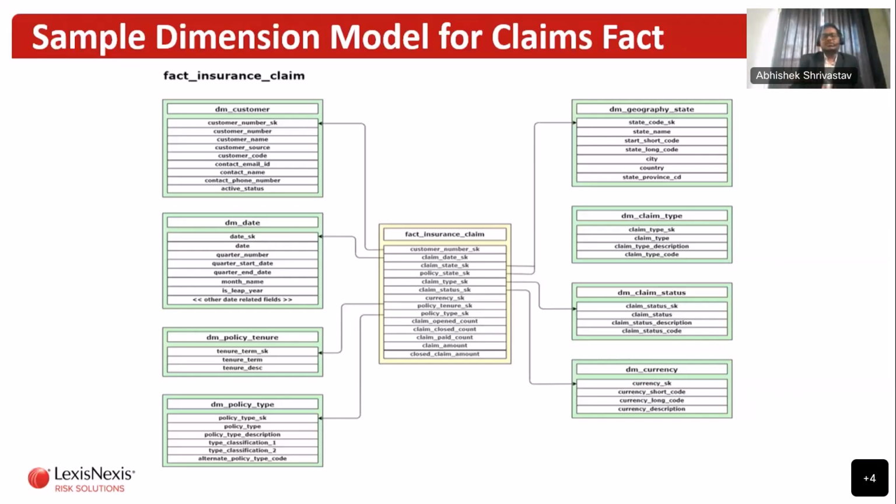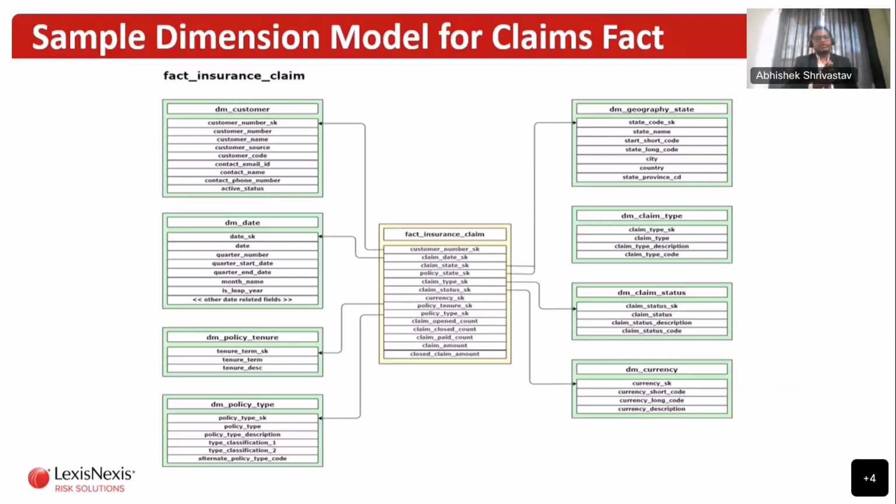So that's why we have the SK computed. It's going to be a sequence number made on the dimension side, and the same dimension SK we can have in the fact. This is something we did for one of the dimensions, DM customer, which has the customer number sequence key. We have the customer number, name, contact information, customer source, and so on. So all the customer-specific information we have jotted down in a single dimension.